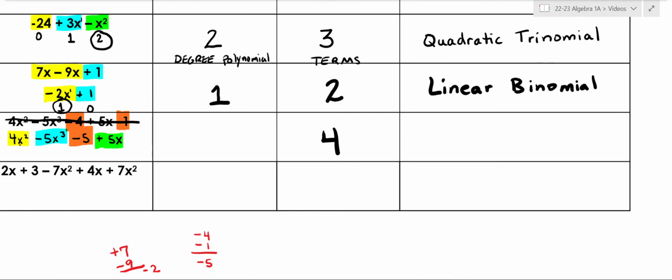So 4x squared, x is the variable, exponent is 2, so this is degree 2. -5x cubed, x is the variable, 3 is the exponent, so this is degree 3. -5 is a constant, so it's degree 0. 5x, x is the variable, exponent is 1, so the degree is 1. Out of all of these degrees, which one is the highest? 3. 3 wins.